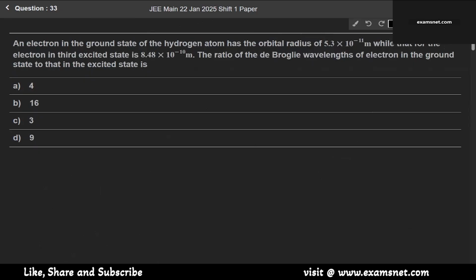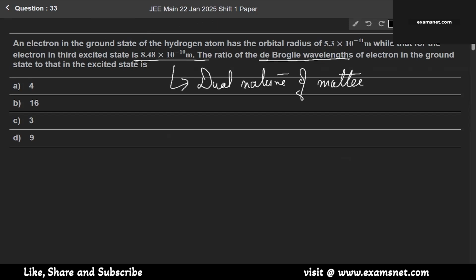Now next question 33. An electron in the ground state of hydrogen atom has the orbital radius of 5.3 into 10 to the power minus 11 meter, while that for the electron in third excited state is 8.48 into 10 to the power minus 10 meter. The ratio of the de Broglie wavelength of electron in the ground state to that in the excited state is. Since it is the question of de Broglie wavelength, this question is from the chapter of dual nature of matter and radiation.